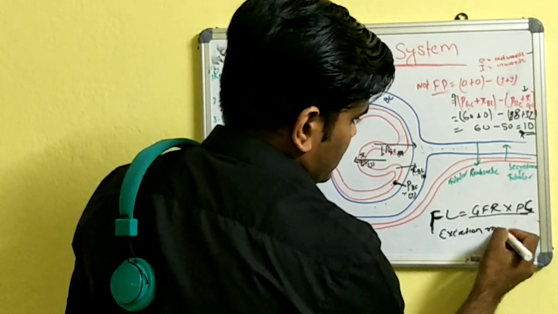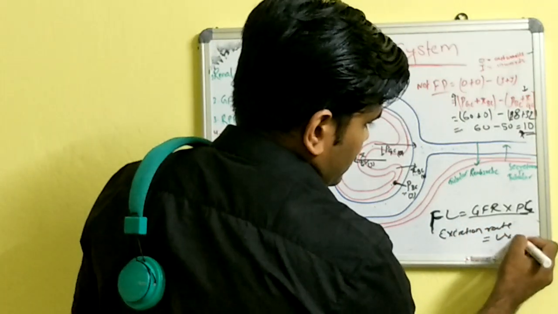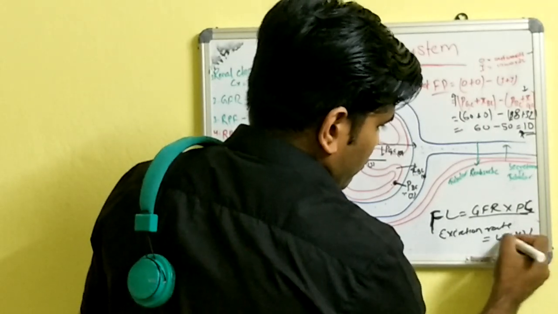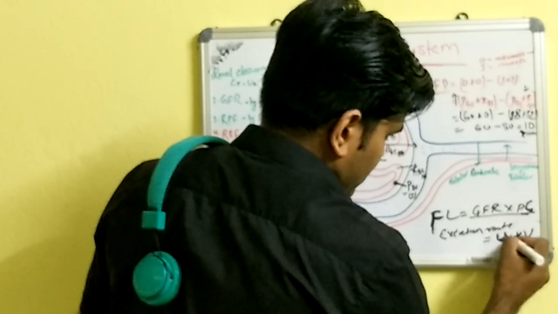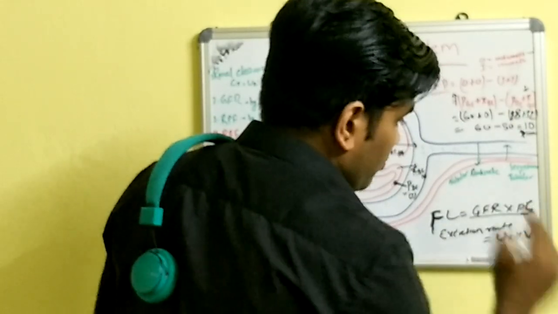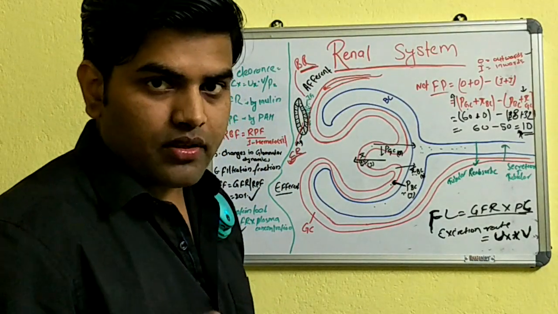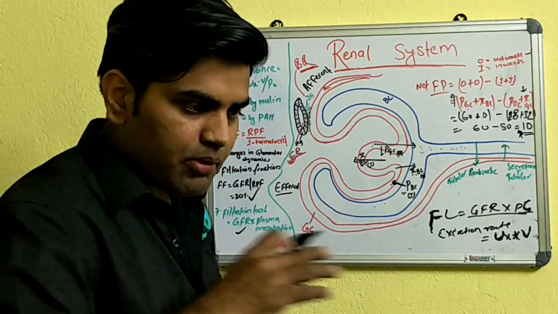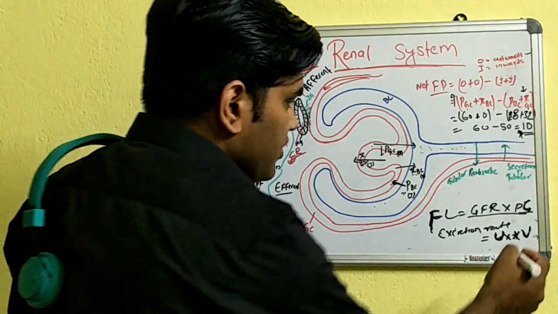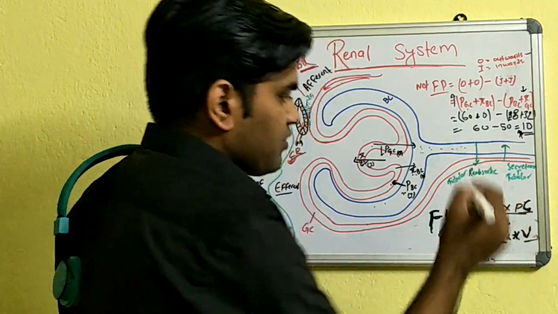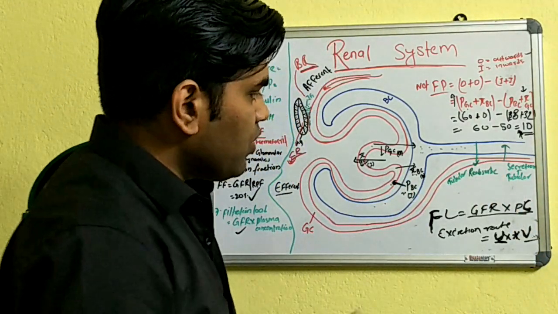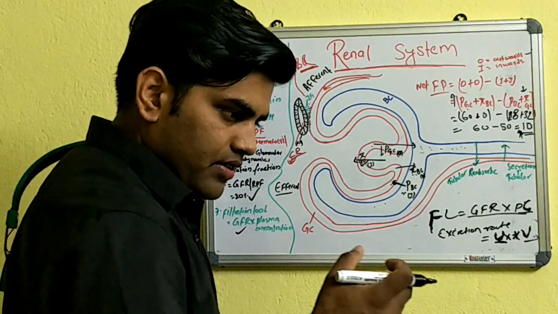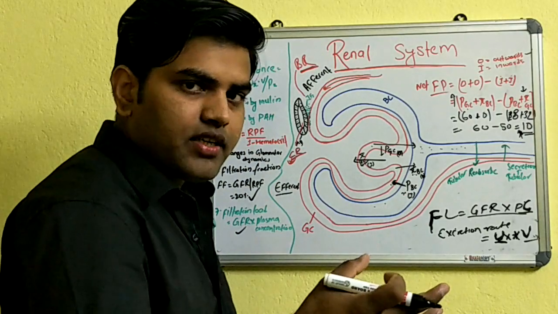Then the excretion rate is urine concentration into the volume of urine per minute. How much ml of urine is flowing per minute, this is the rate of urine flow, and this is urine concentration. This is the excretion rate.